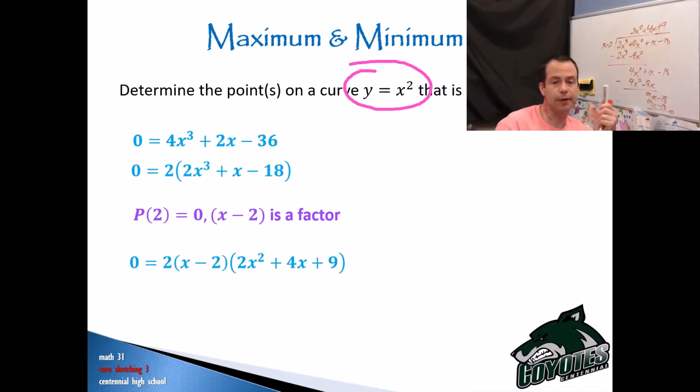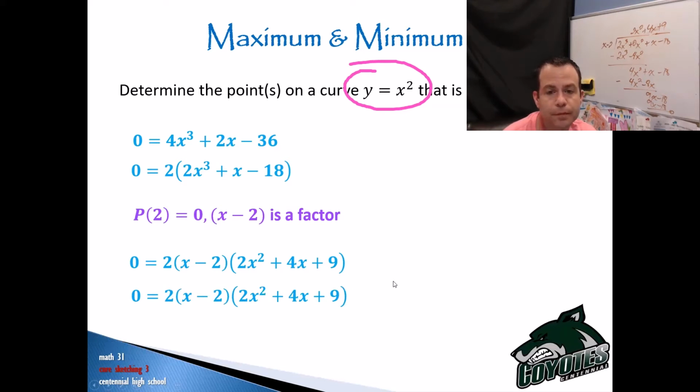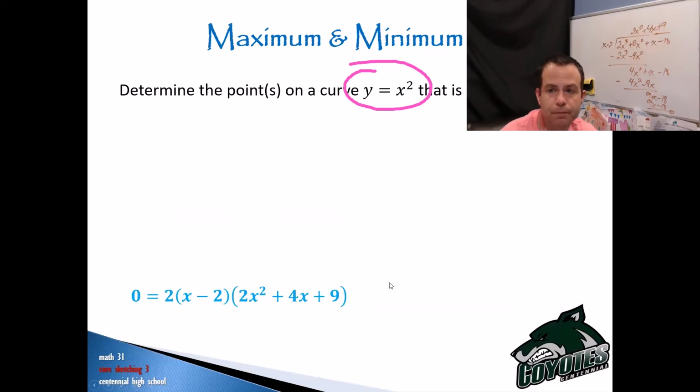Then I want to factor 2x squared plus 4x plus 9 if I can. Okay, so 2 times 9 is 18. Two numbers that multiply together to give me 18 and add together to give me 4 don't exist, right? I got 1, 18, 2, 9, 3, 6. None of that's going to give me 4. Okay, so that is in factored form. So the only 0 possible would be at 2. And so now I test that. Okay, so critical numbers at 2.